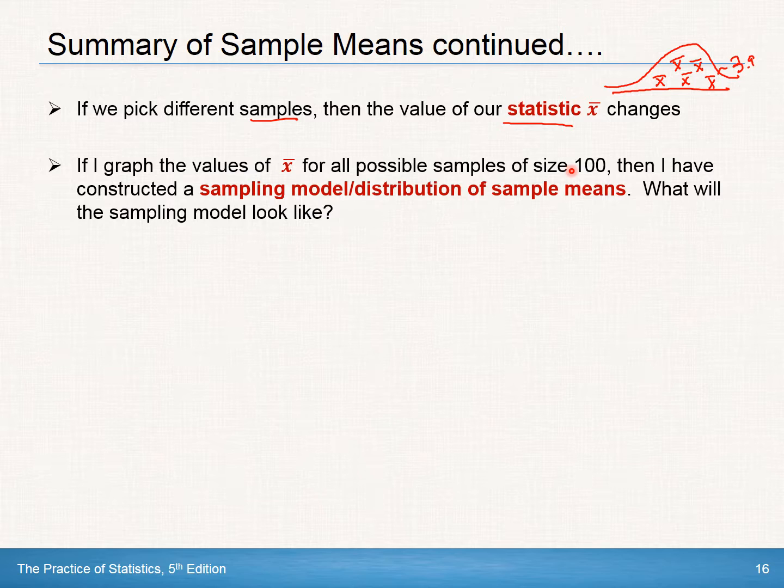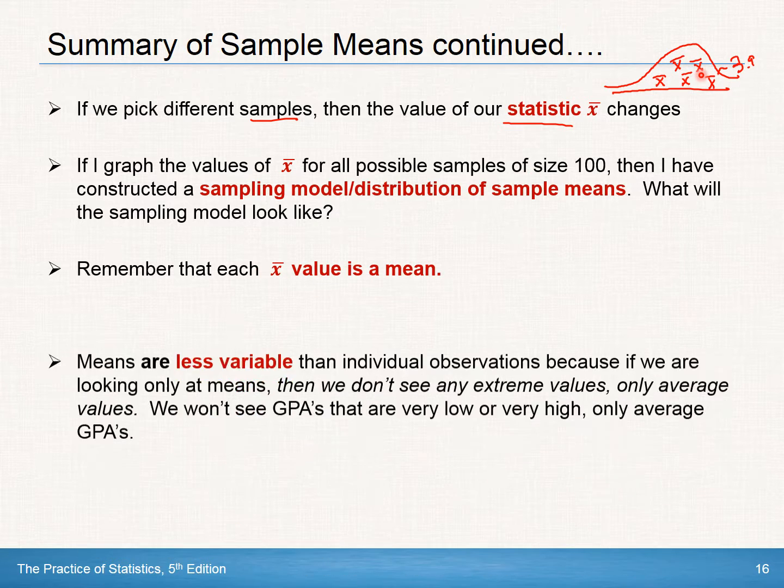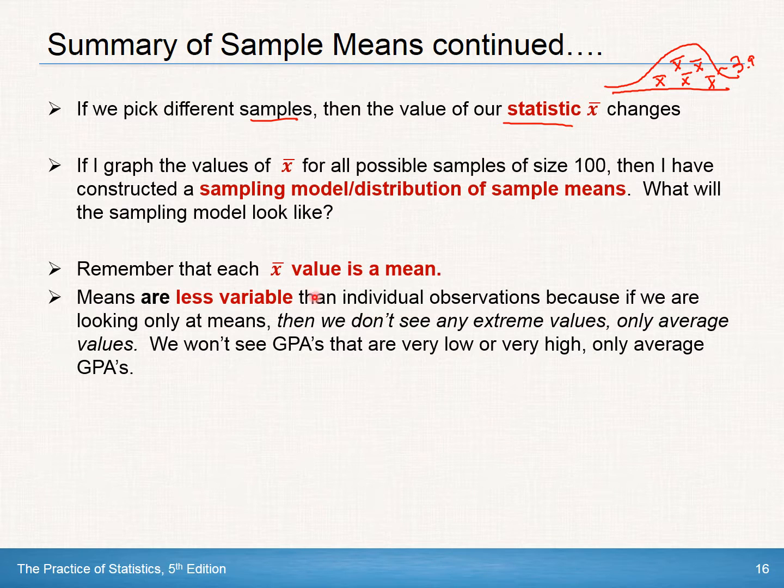Okay. If you graph the values of X bar for all possible samples of size 100, so if we took all of the seniors in Fairfax County and every single possible combination of 100 seniors, then you will have constructed the sampling model, or distribution of sample means. So what will the sampling model look like? Remember that each X bar value is a mean. So everything in my sampling distribution is a mean.